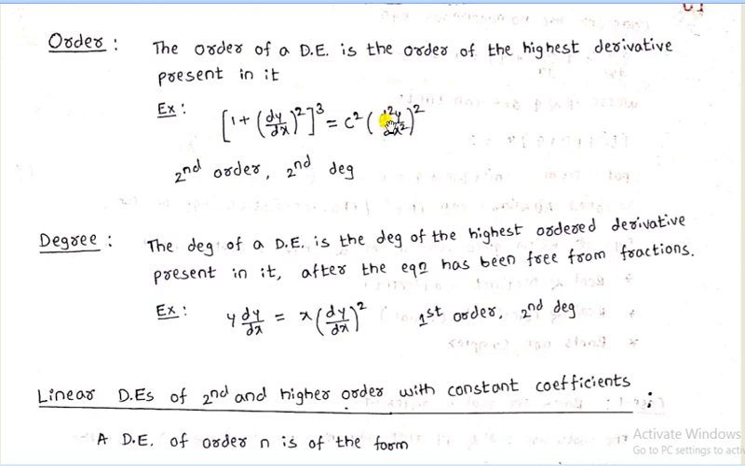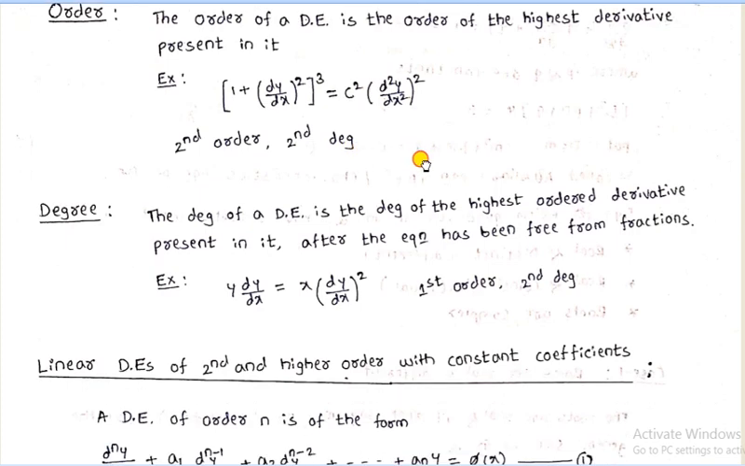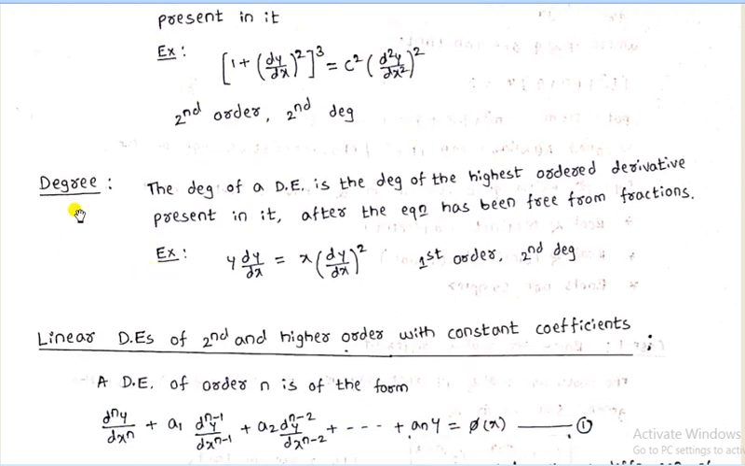Such types of example are called higher order differential equations. The highest order is called the order of the equation, that is second order, and the power of the second order derivative is 2, therefore its degree is also 2. The next one is degree.